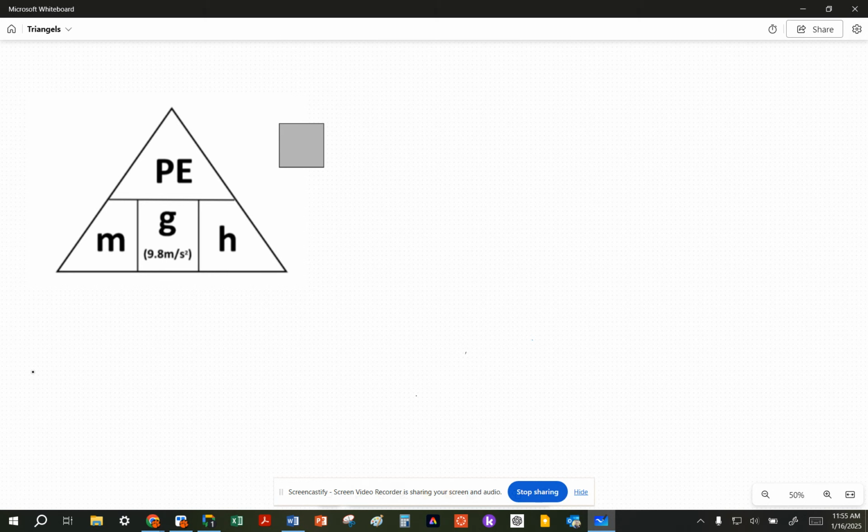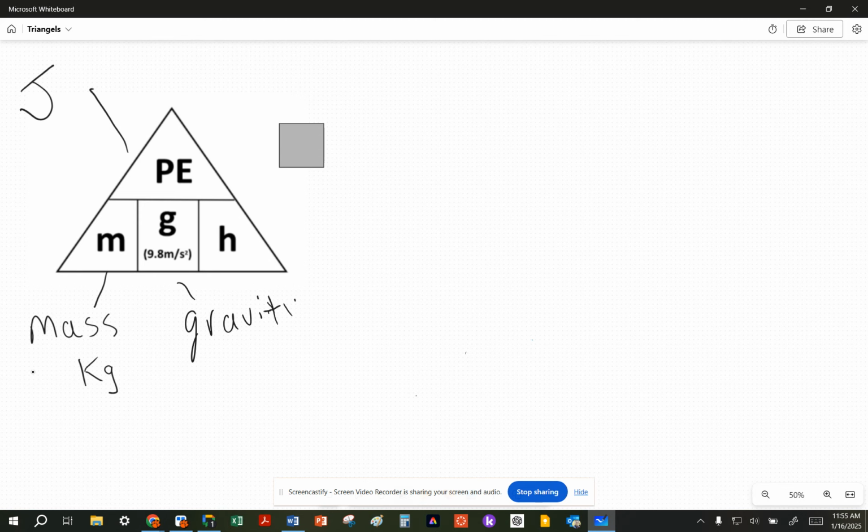First, we have potential energy, which is at the top. Potential energy is measured in joules, which is a J. On the bottom, you have M, which represents mass. That's measured in kilograms, which is kg. G is gravity. Gravity on Earth is 9.8 meters per second squared. So you're always going to have gravity as this 9.8 number. You're never going to have to solve it or find it. It's going to be there.